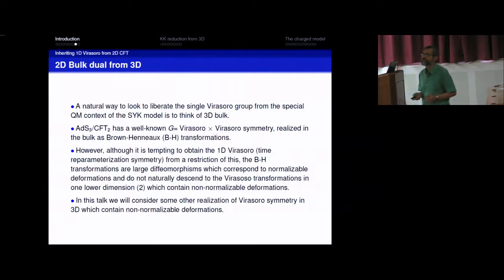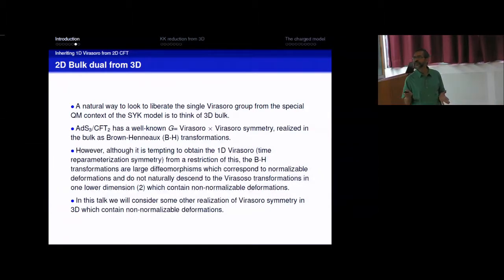All I mean here is that quite naturally in 3D, there's a well-known literature. There's a huge literature on AdS3/CFT2, which uses the large diffeomorphism transformations in 3D asymptotically AdS3 geometries, which correspond to Virasoro cross Virasoro, as was shown by Brown and Henneaux.